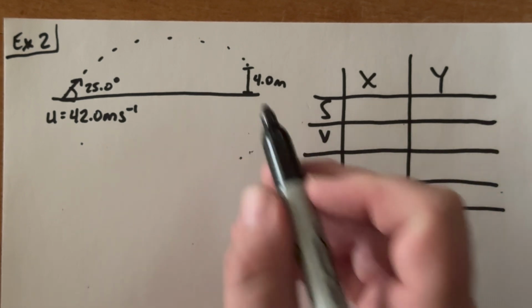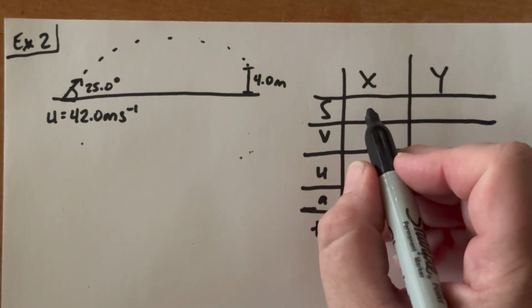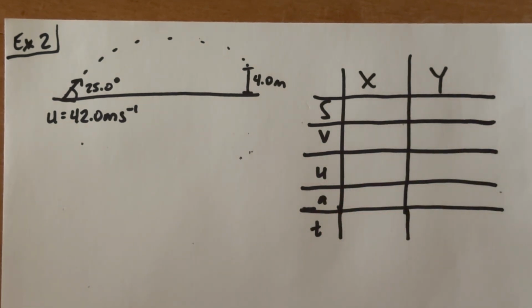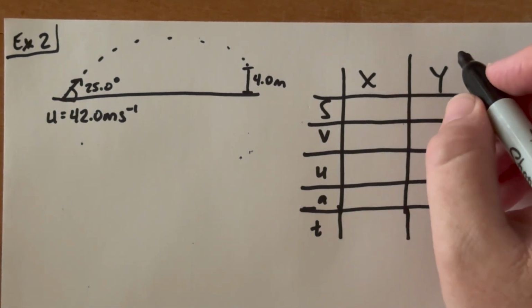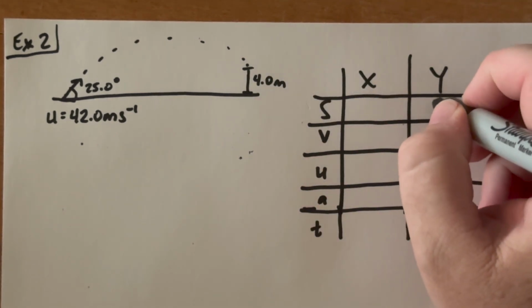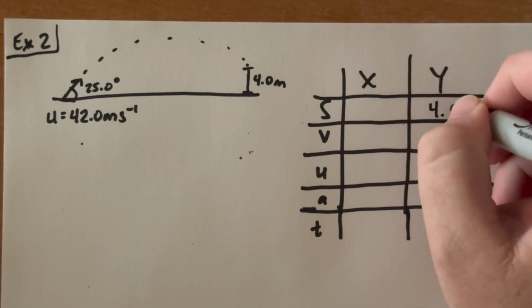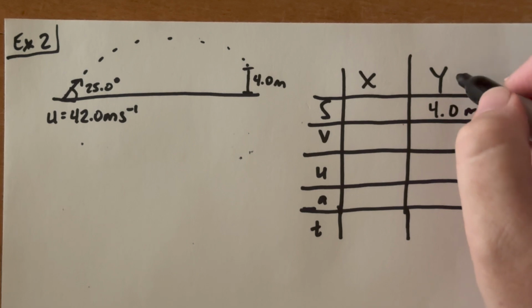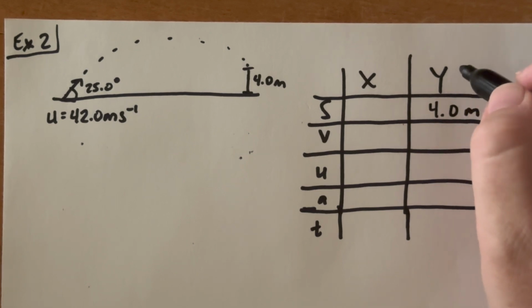And that's what we're going to find in the x direction. So we'll be looking for s in the x direction. Let's put in the information we know. From this, in the y direction, we know it lands 4 meters above where it had originally been launched. So our displacement in the y direction is 4.0 meters.